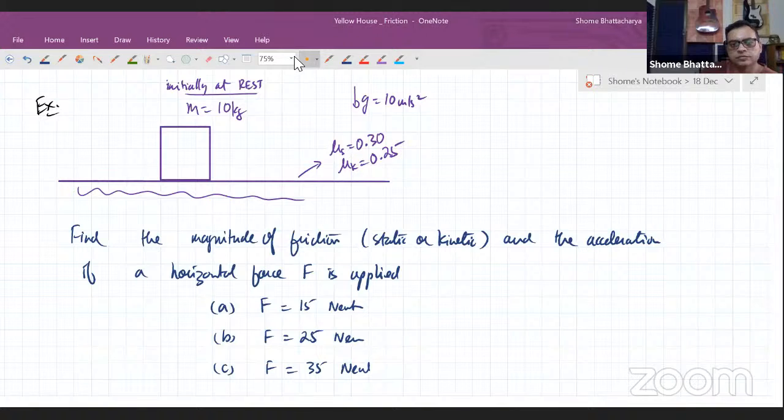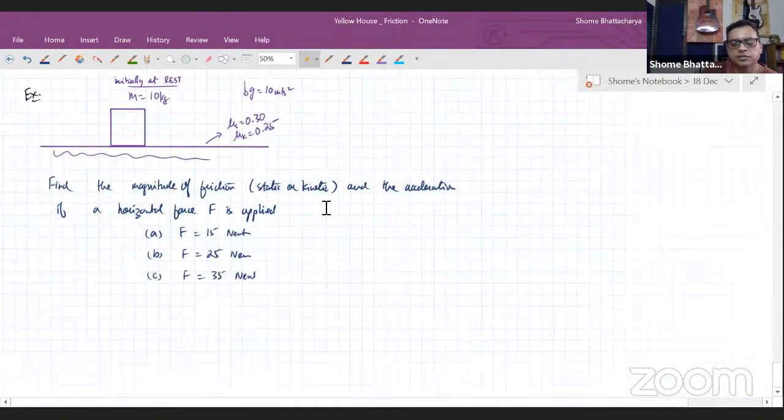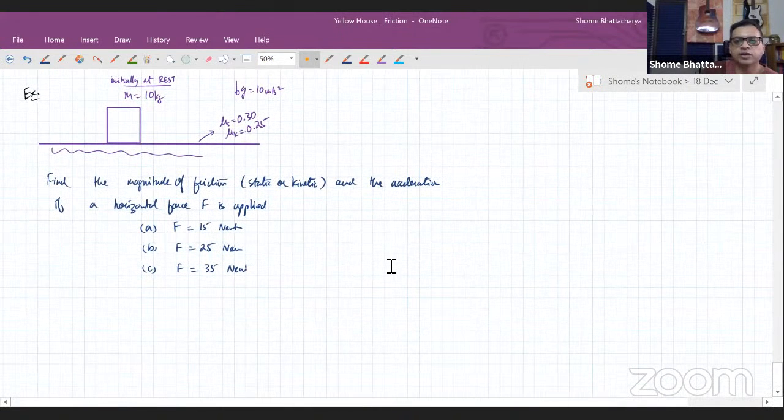It's very similar to the previous question we did, only now the coefficient of kinetic friction is also given. Very good. That's correct, Kanishk. So in the third case, you are overcoming the static friction and the block starts to slide. So the moment it starts to slide, what kind of friction acts? Kinetic friction. So which value of coefficient you'll use? Mu k.